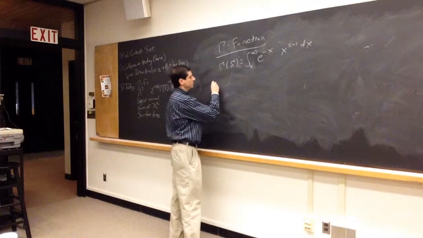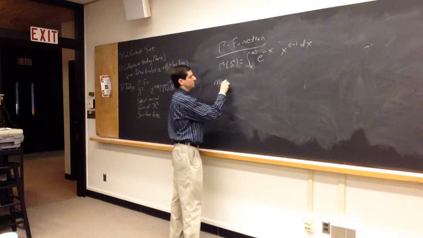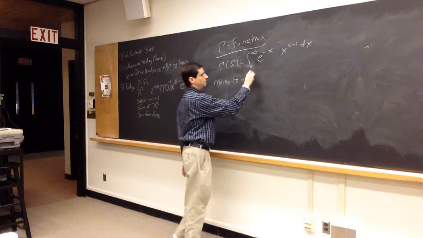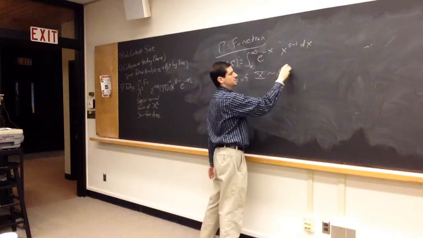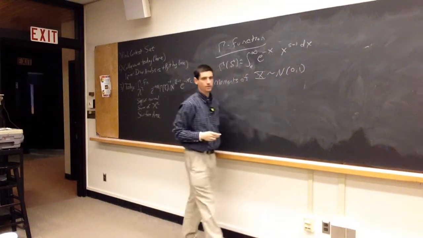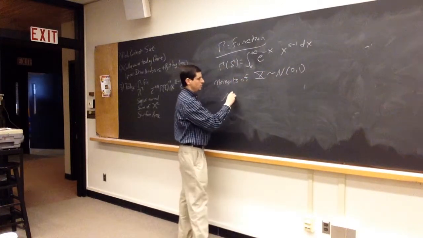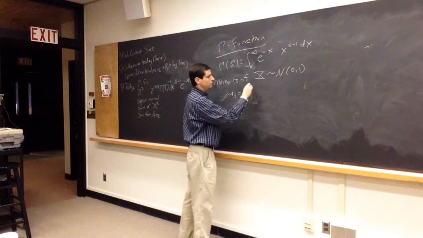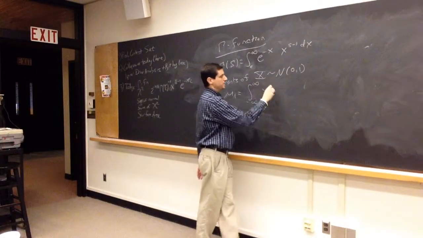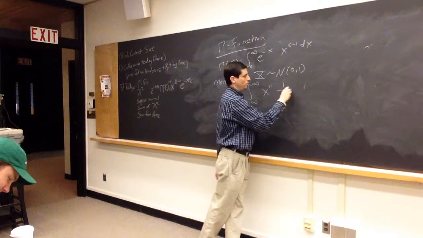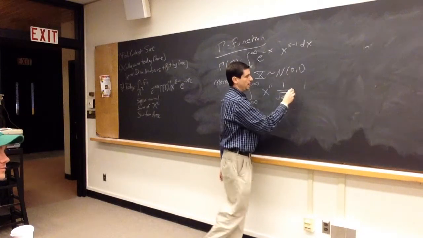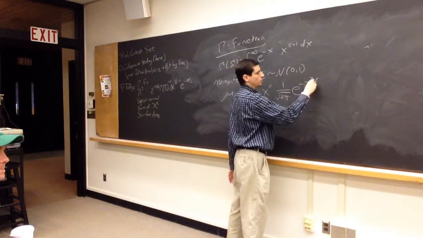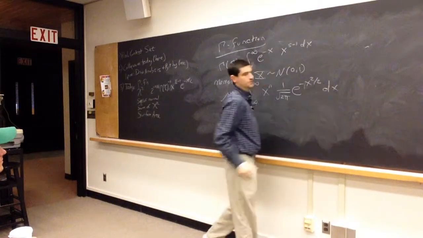So let's consider moments of a random variable x that's the standard normal, mean 0, variance 1. So its nth moment is the integral from -∞ to infinity of x to the n times 1 over square root of 2 pi times e to the minus x squared over 2 dx.